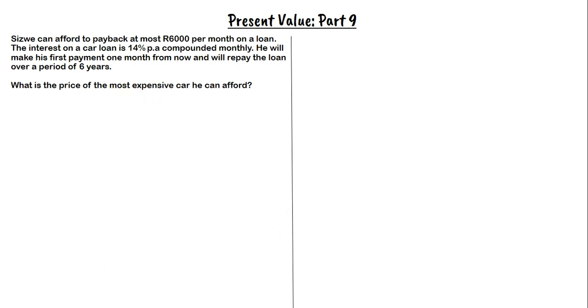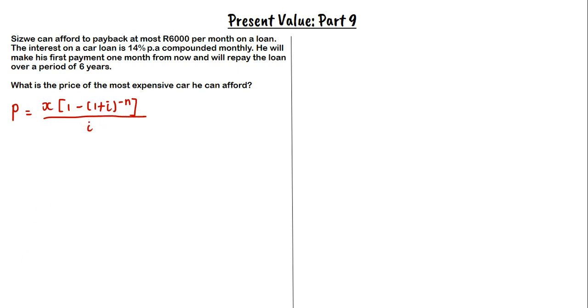All right, now here we're going to be talking about a present value. It wants us to calculate the total amount of a loan that he can afford, right? So the first thing that you must do is remember what the formula is. We know that the formula is x into 1 minus 1 plus i to the power of minus n, over i. So this is our present value formula.